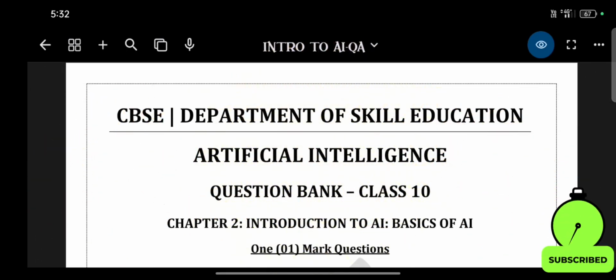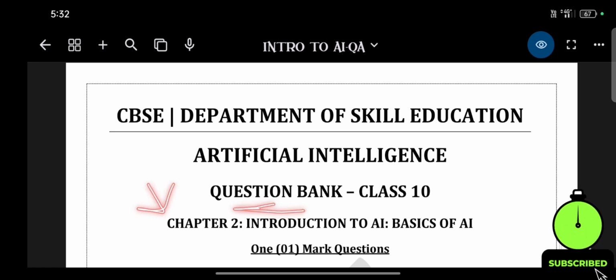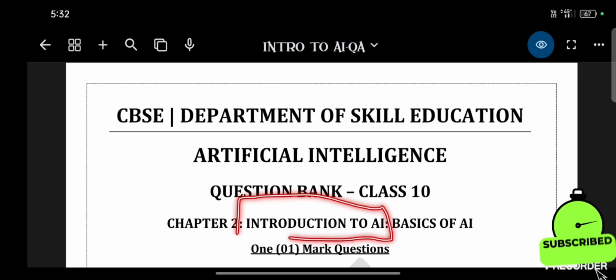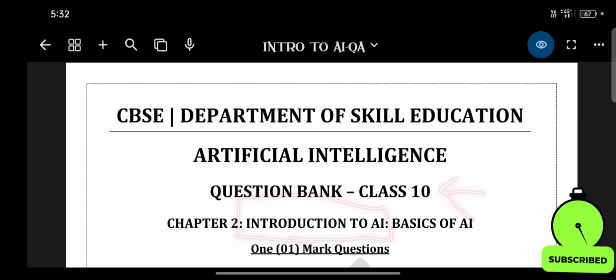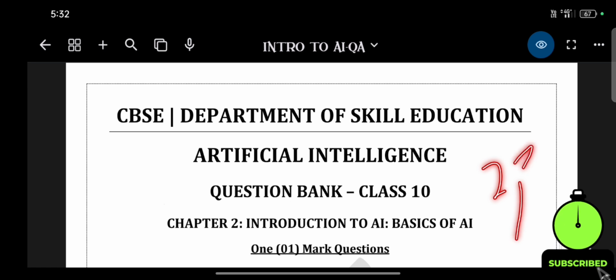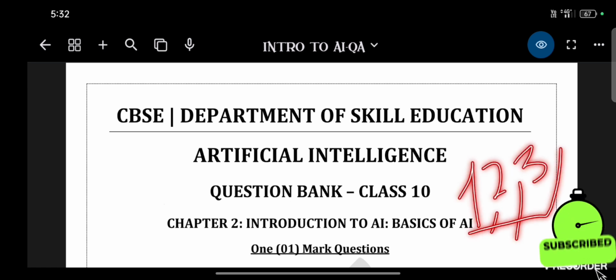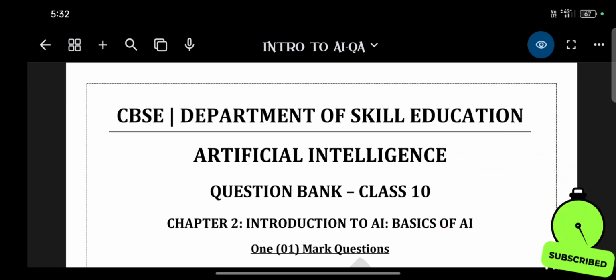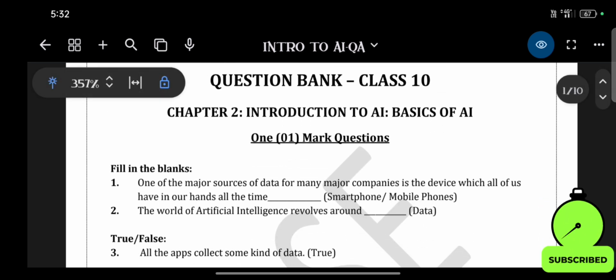So friends, today we will do the questions from chapter 2, Introduction to AI of class 10. In this, we are going to discuss 1 mark questions, 2 marks questions as well as 3 marks questions. Okay, so let's start it.